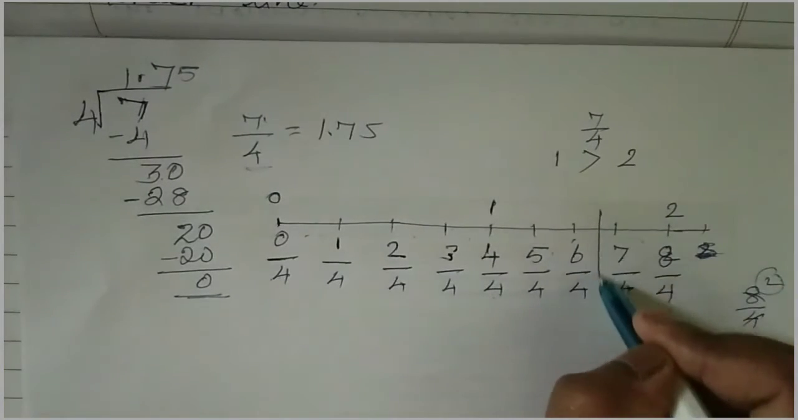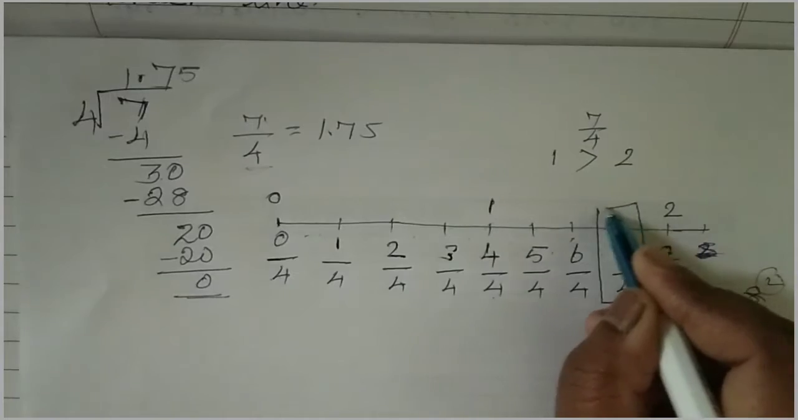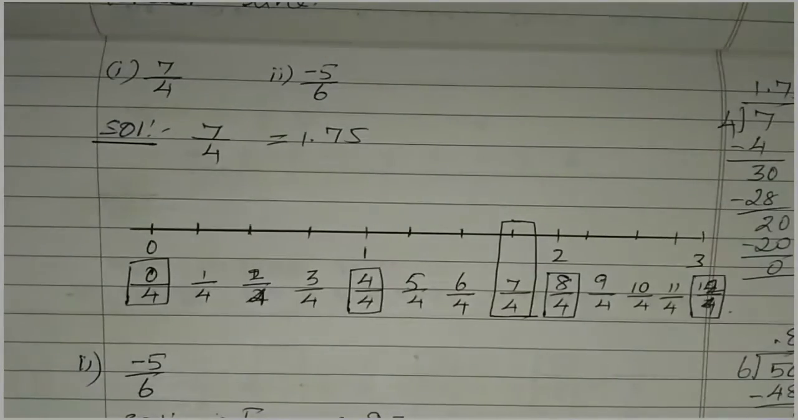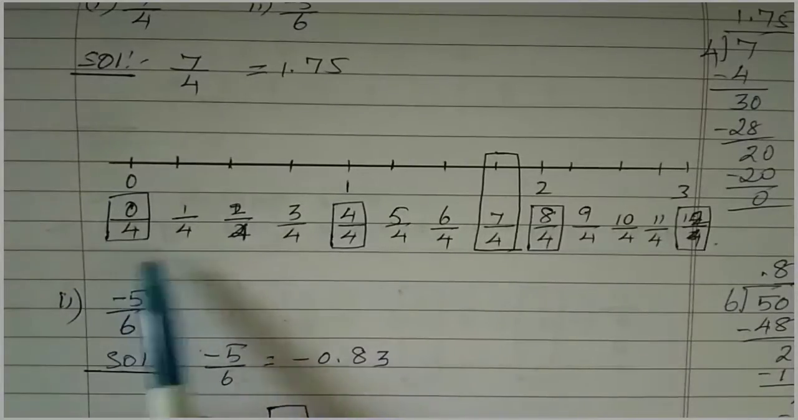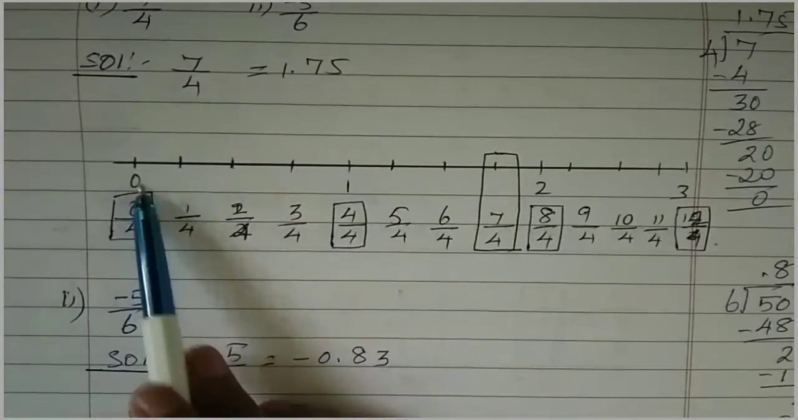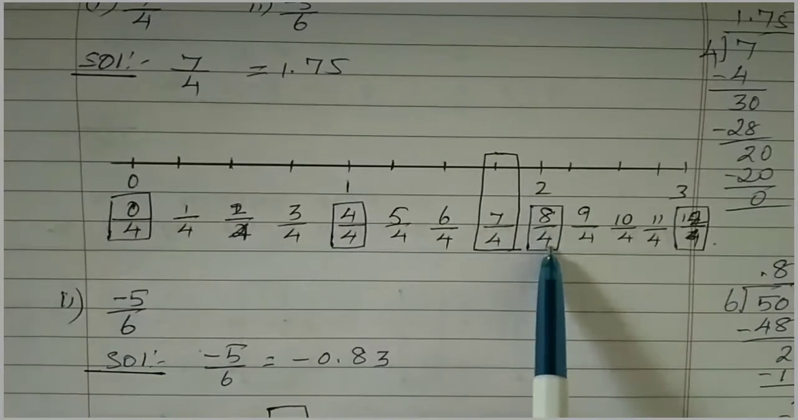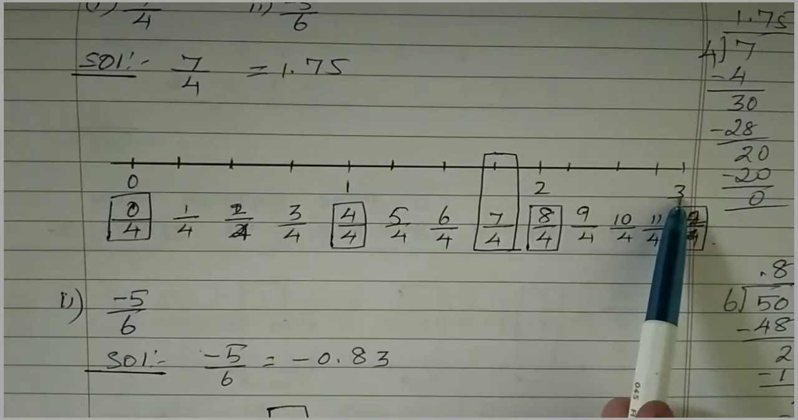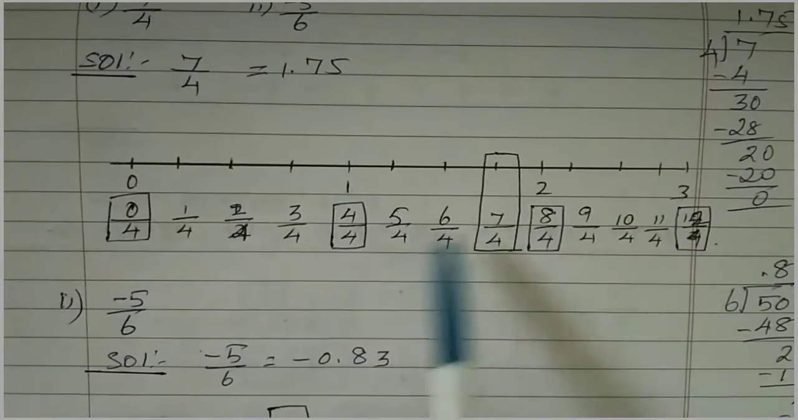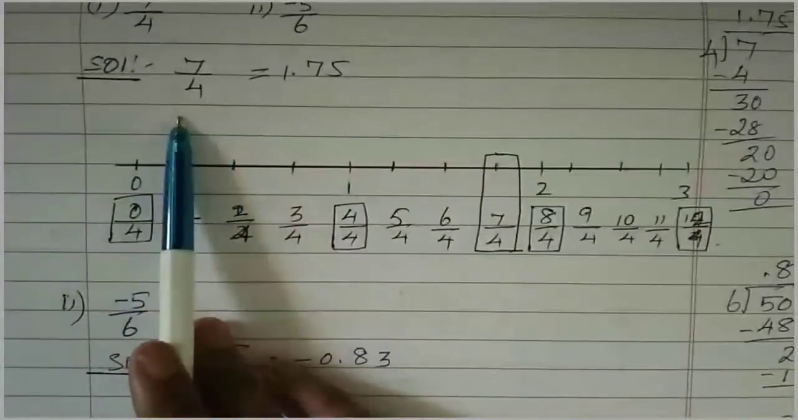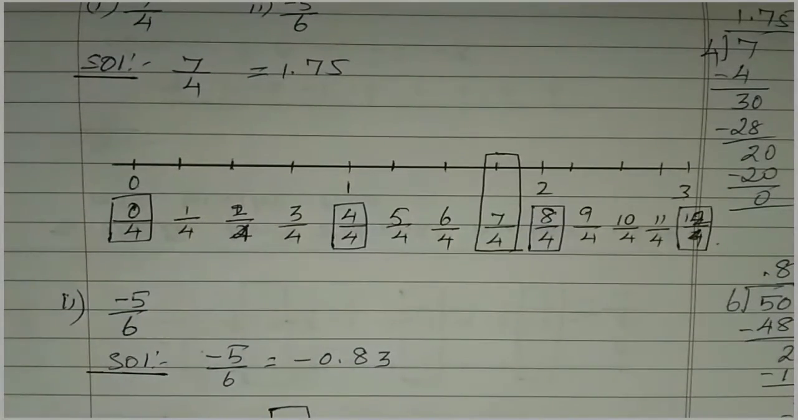So, this is the point. Okay, we have to represent like this. So, this is your answer. Okay, like this. 0 by 4 is 0, 4 by 4 is 1, and then here 8 by 4, this is your 2. 3 and all, if you want, you can write, or else not a problem. Okay, so here 7 by 4, this is your answer. We have to represent like this only.